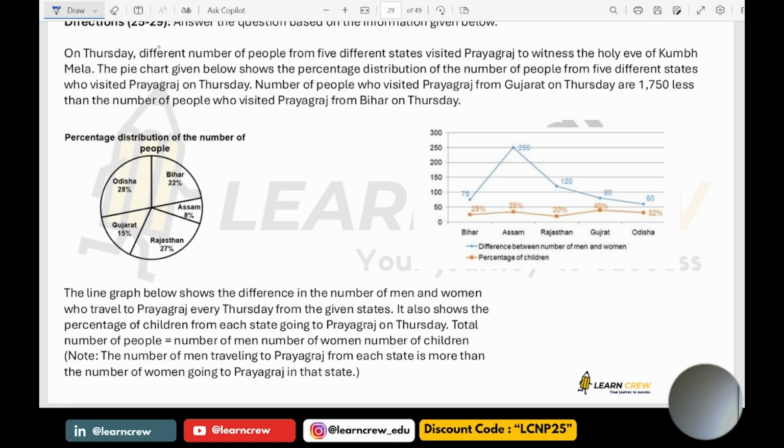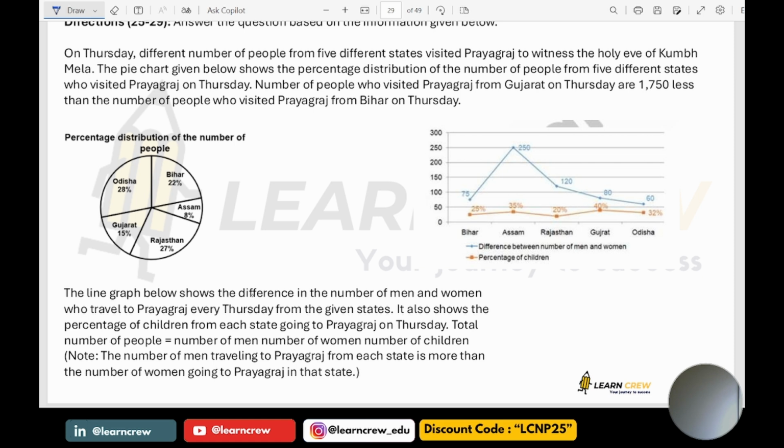On Thursday, different numbers of people from five different states visited Prayagraj to witness the holy eve of Kumbh Mela. The pie chart given below shows the percentage distribution of the number of people from 5 different states who visited Prayagraj on Thursday. The number of people who visited Prayagraj from Gujarat on Thursday is 1750 less than the number of people who visited from Bihar. This is what is given.